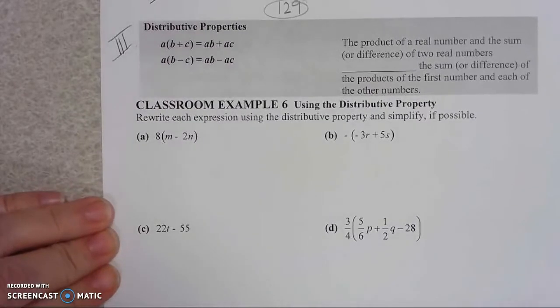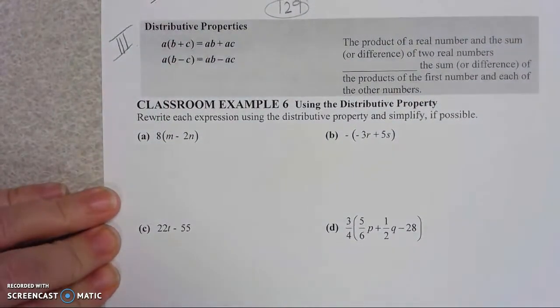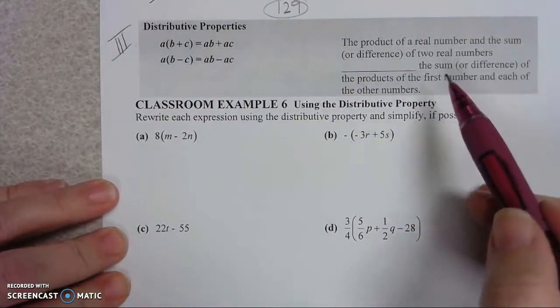Alright, the last part of R.2 that we want to look at is the distributive property and the product of a real number.